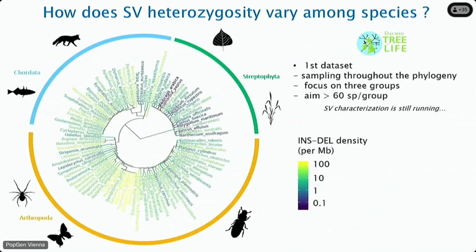So he ran that on many, many species, maybe a few hundred, and we detect structural variants. What is shown here, the color, is the density of insertion and deletion, because that's the most common variant. And you can see that some plants have very low diversity. So we believe this one may be selfing, or maybe the specimen that has been picked is really inbred. But you can see some groups like insects or butterflies with a very high density of insertion deletion.